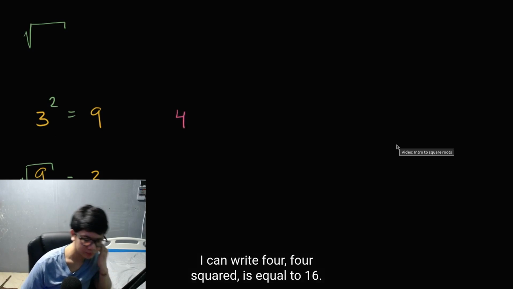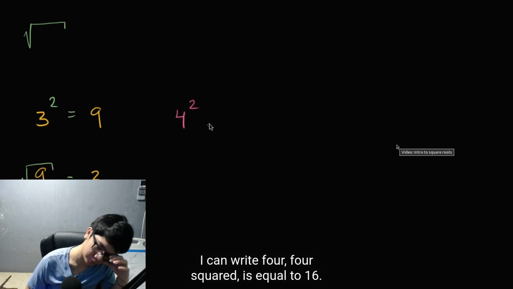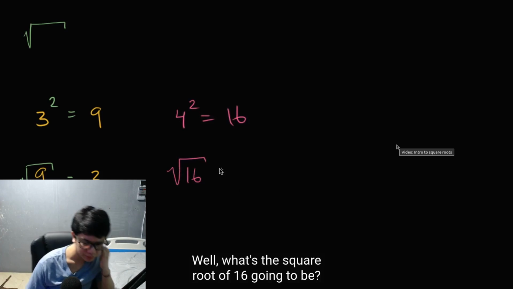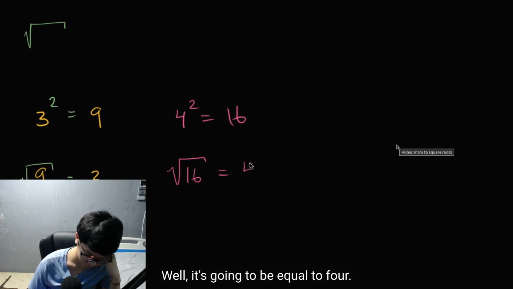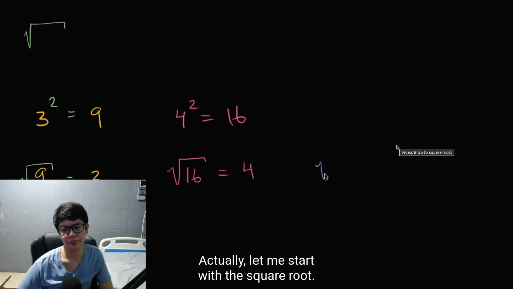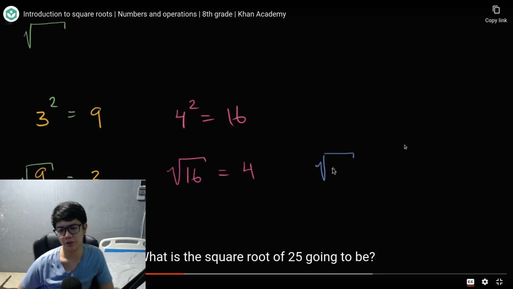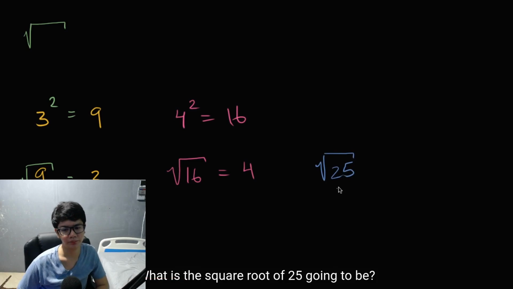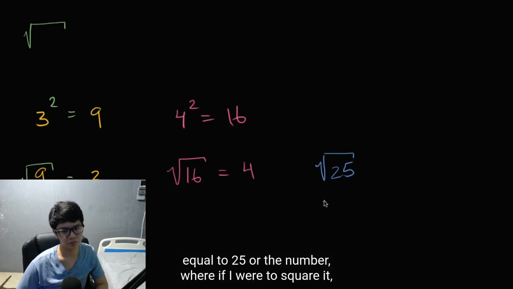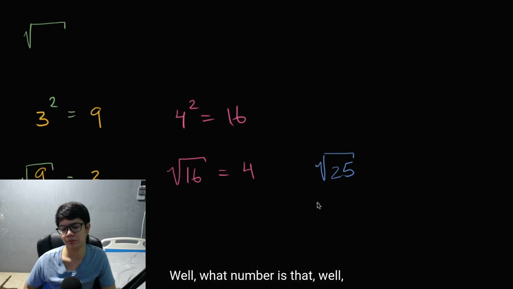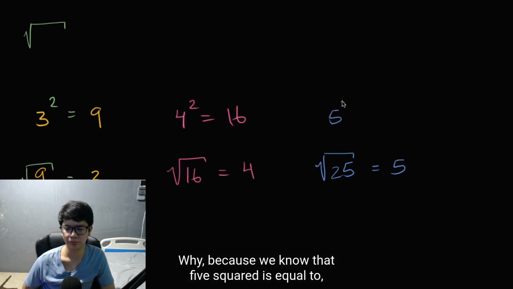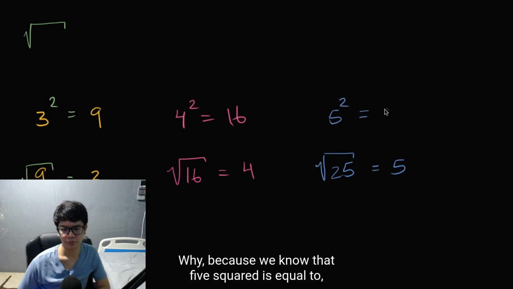I can write 4 squared is equal to 16. What's the square root of 16 going to be? It's going to be equal to 4. Let me do it again, and actually let me start with the square root. What is the square root of 25 going to be? This is the number that times itself is going to be equal to 25, or the number where if I were to square it, I get 25. What number is that? That's going to be equal to 5. Why? Because we know that 5 squared is equal to 25.